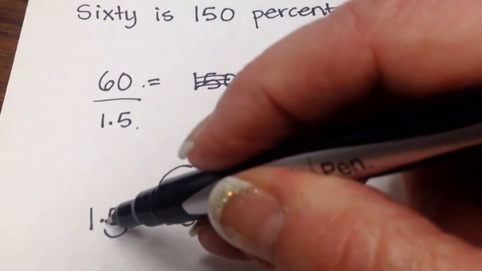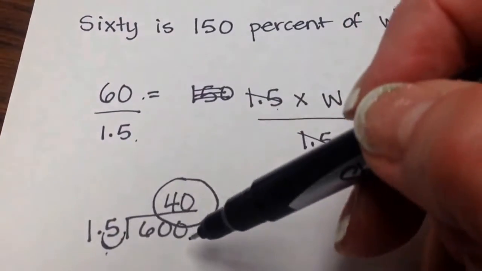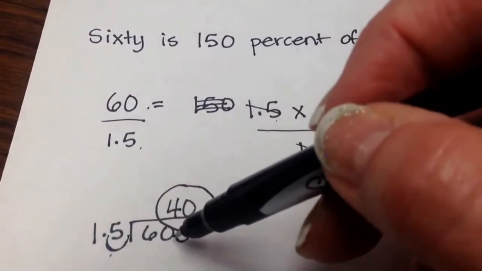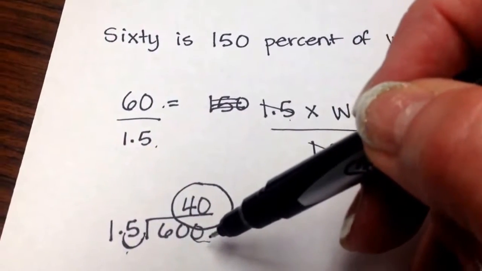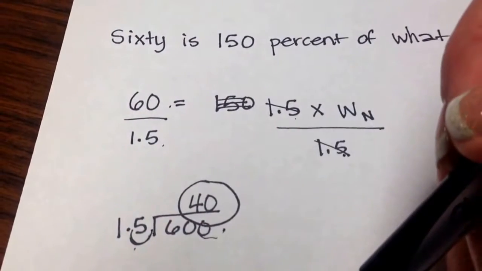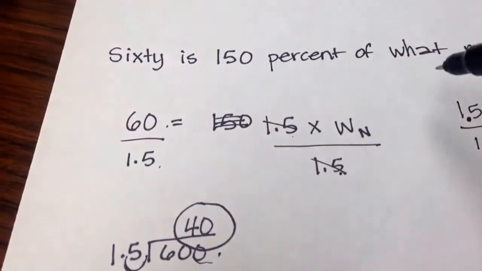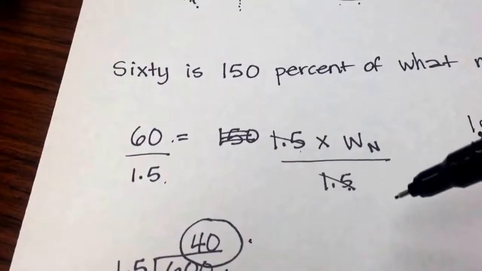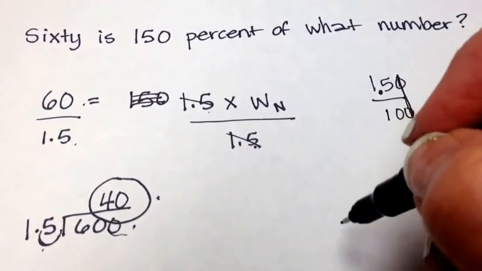I'm going to move my decimal, so I have 15, a whole number. 15, and since I moved this one, I have to move this one. So 15 goes into 60 4 times. Okay, so 60 is 150% of what number? 40.